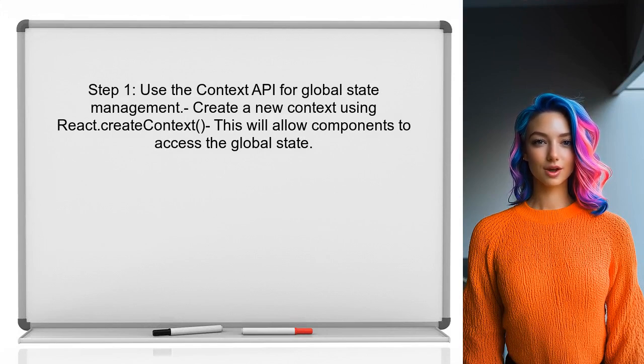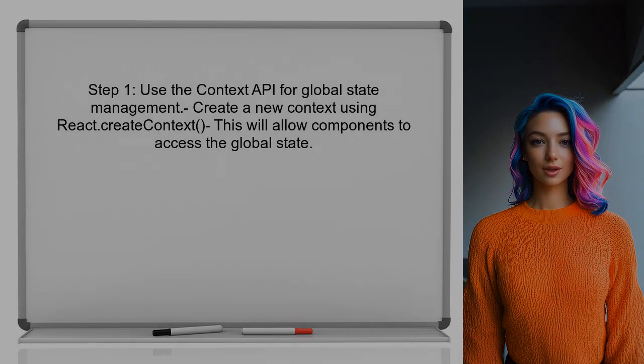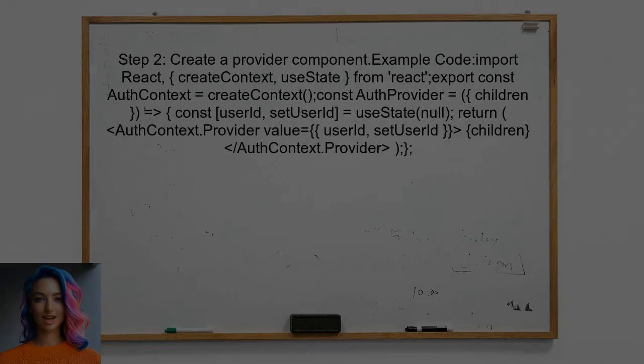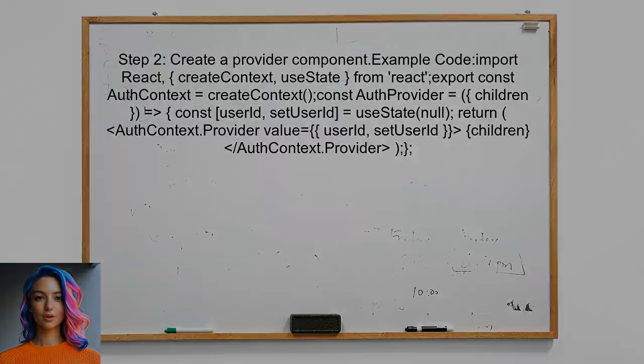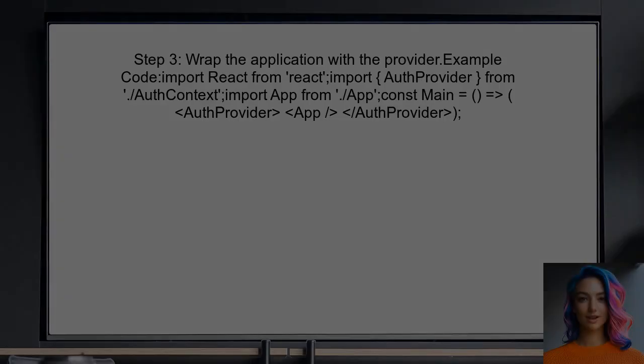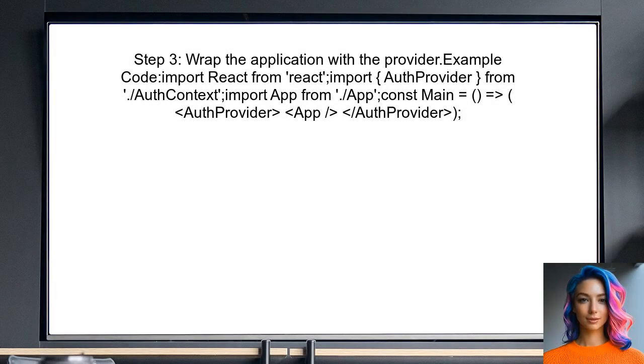To manage global state in a React Native application without using Redux, the user can utilize the Context API. This allows for a simpler way to share state across components. Next, the user should create a provider component. This component will hold the state and provide it to all child components that need access to it. After creating the provider, the user should wrap their application with this provider. This ensures that all components within the app can access the global state.